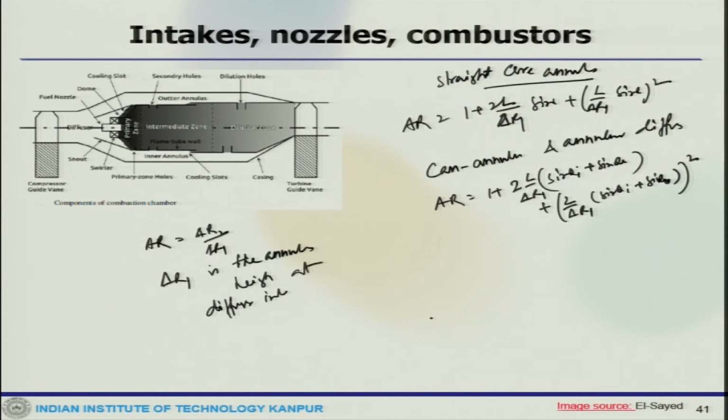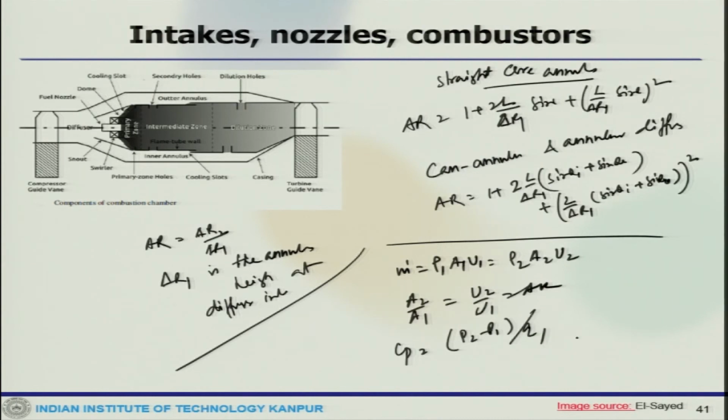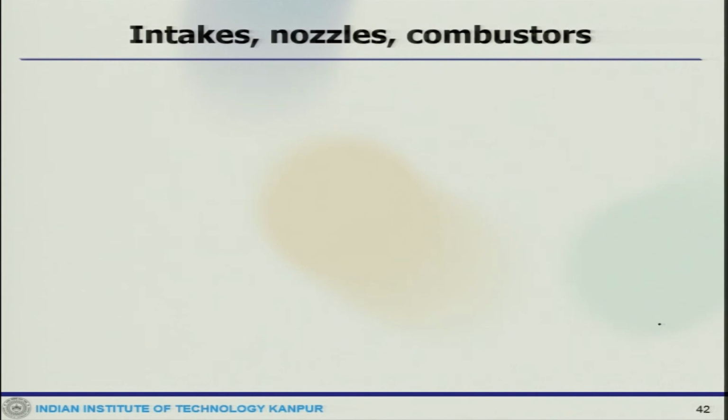So now, one dimensional incompressible flow analysis, what we can write is that m dot equals rho a1 u1 equals rho 2 a2 u2. So a2 by a1 would be u1 by u2 equals the area ratio. Cp is p2 minus p1 by q1, where q1 is half rho u1 square. So we get the static pressure rise in the diffuser.